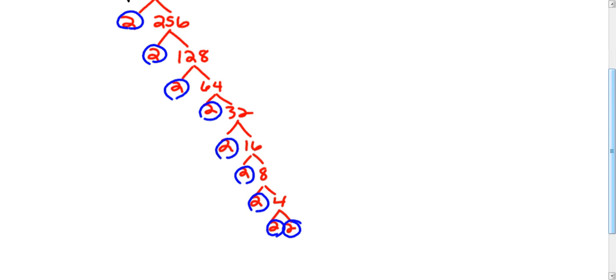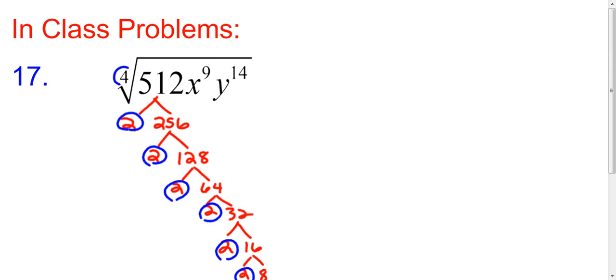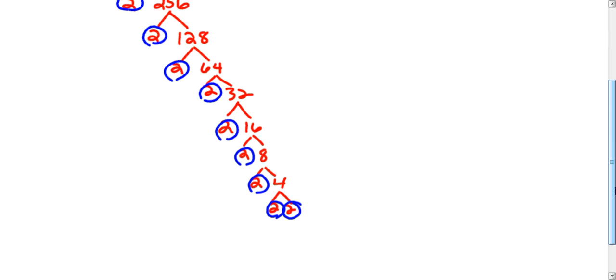All right, there's all my prime factors. Because this is a 4 right here, I can't leave the house unless it's in groups of 4. Okay, so I have this group of four 2's that can leave the house. I have this group of four 2's that can leave the house. And then I've got this lone one up here that has to stay inside of it.